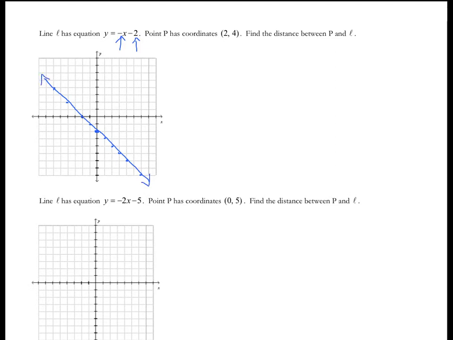Okay, and then it says P is the point 2, comma 4. So 2, comma 1, 2, 3, 4. There's our point P. This was our line L. So to find the distance, we're going to use, again, the opposite reciprocal slope of our given line because we want the perpendicular distance. So the perpendicular slope, or the slope of a perpendicular line, would be the opposite reciprocal of negative 1, which is positive 1.